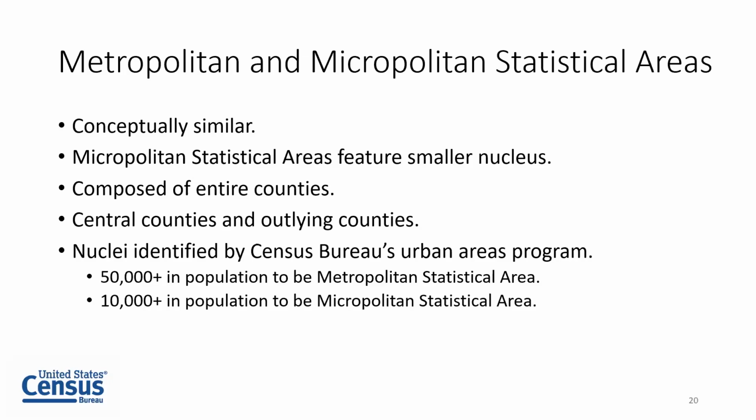The metropolitan and micropolitan statistical areas are very conceptually similar to each other, but the difference is that the micropolitan areas feature a smaller nucleus. Both are composed of entire counties, and they consist of central counties, which are those that contain the population nucleus mentioned previously, and then outlying counties, which qualify to join a central county based on providing sufficient commuting with that central county or counties in that area. The nuclei we discuss are identified by the Census Bureau's Urban Areas Program. The urban area has to have 50,000 people or more to be a metropolitan statistical area, or 10,000 people or more to be a micropolitan statistical area.